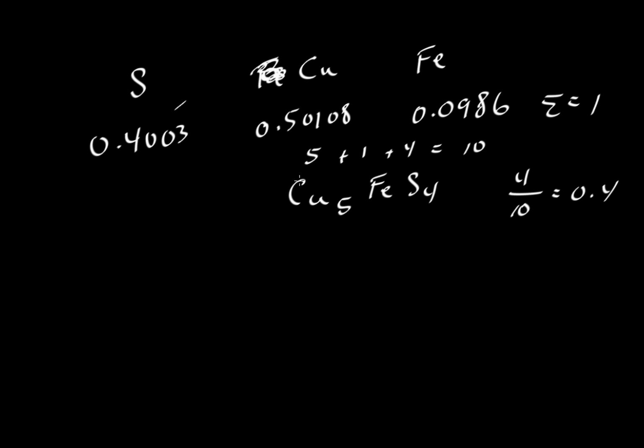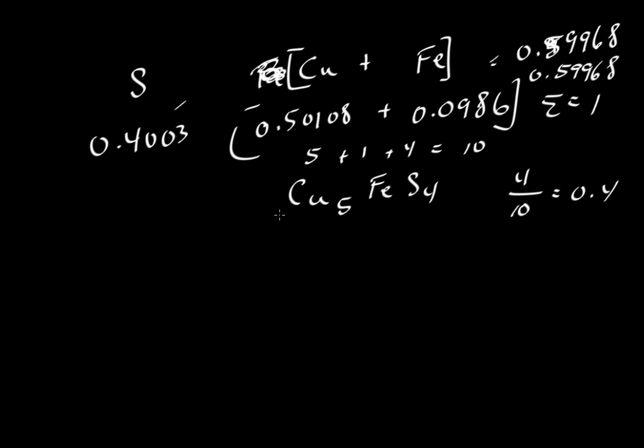So if we want to calculate the precise mineral formula, not just the general formula, the precise formula for this guy, we could simply take the sum of these two fellows here, and those sum to 0.59968, and as they should, it's just 1 minus 0.4003. So let me write that again, 0.59968. That's the sum of copper plus iron. So now we could take 6. We have 6 atoms total, right? Copper plus iron, we need 5 coppers and 1 iron atom altogether.